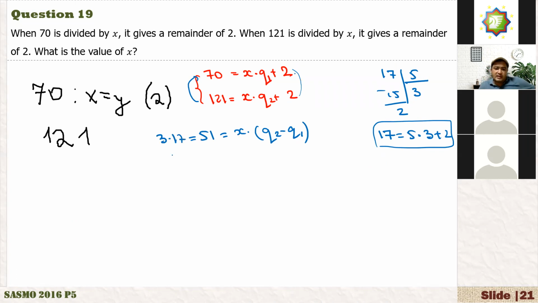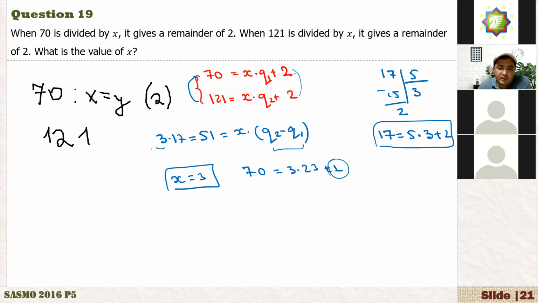So that means that x is either 3 or 17. If x equals 17, the difference should be 3. If it is 3, it should be 17. The question is, what is the value of x? So for example, if x equals 3, what happens here? 70 is equal to 3 times 23 plus 1. It doesn't leave a remainder of 2. That's why x cannot be equal to 3. So that means x should be equal to 17.